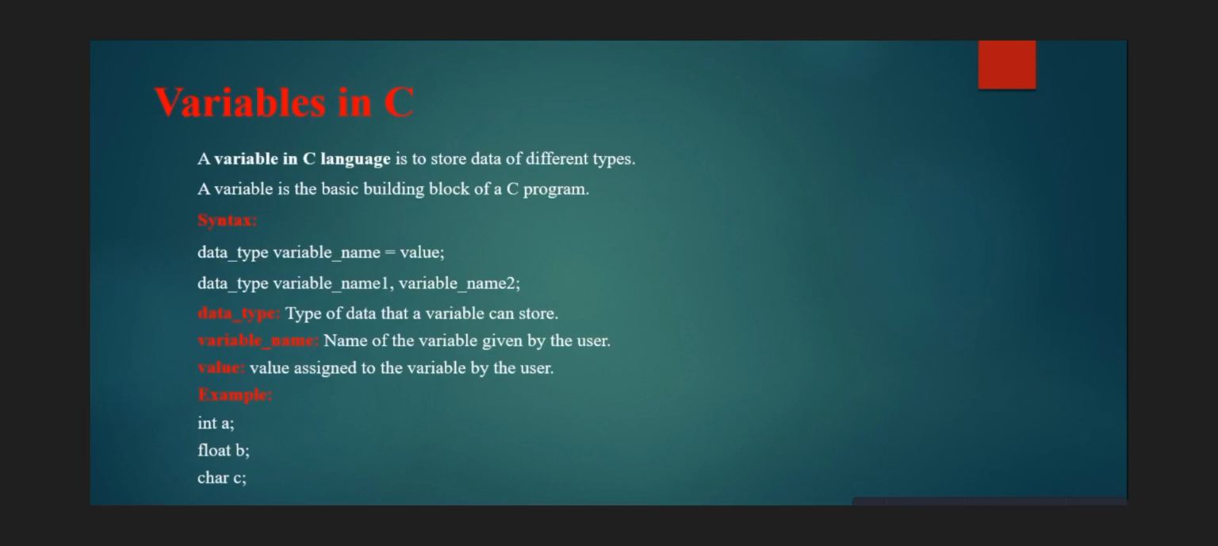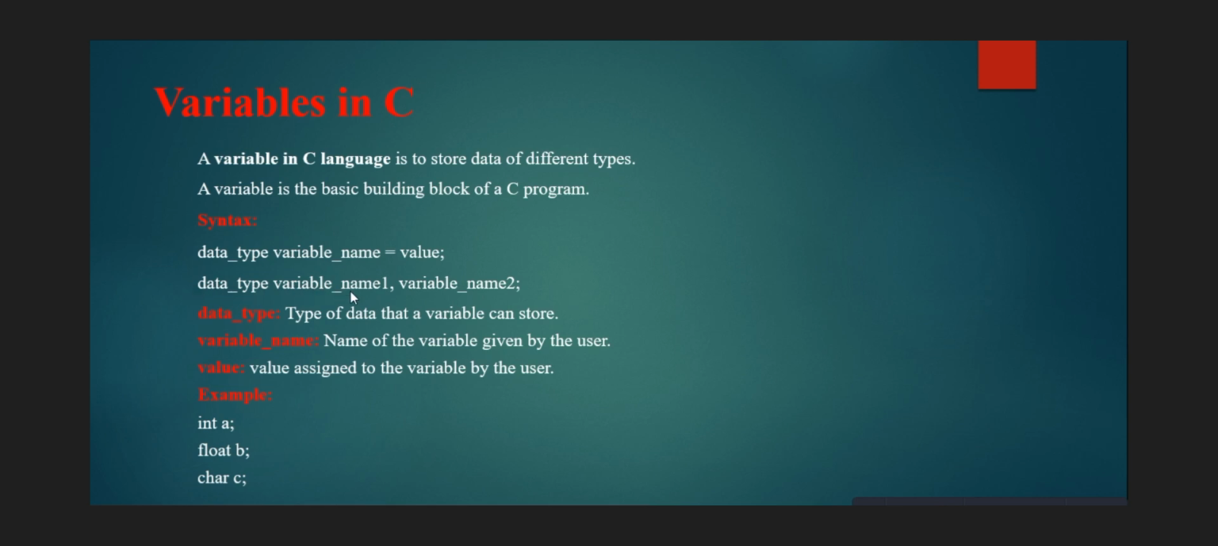Today we are going to discuss variables in C. What is a variable? A variable in C is used to store data of different data types. It is the basic building block of a C program. Here is the syntax: data type, variable name, value. This is the syntax for declaring and initializing a single-value variable.